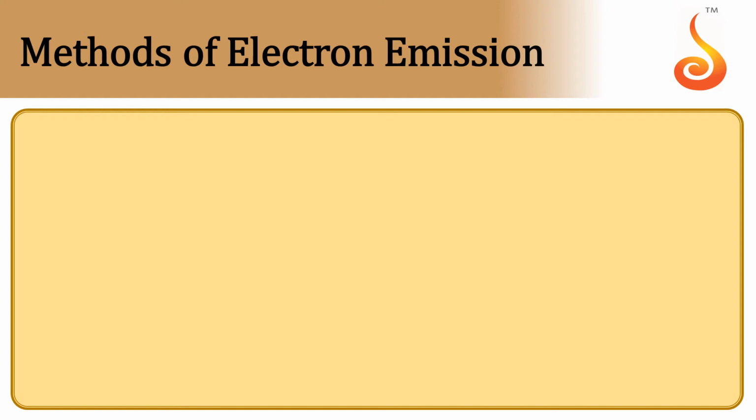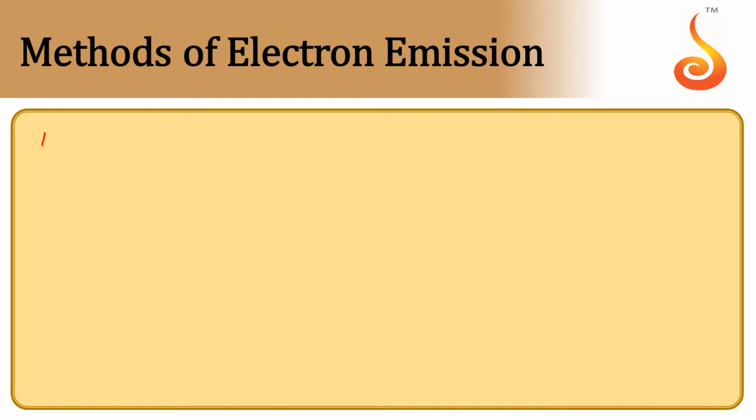Methods of electron emission. So what is meant by electron emission? The phenomenon of emission of electrons from the metal surface is called electron emission. That means removing electrons from the metal surface permanently is called electron emission. So we have four methods to do this.